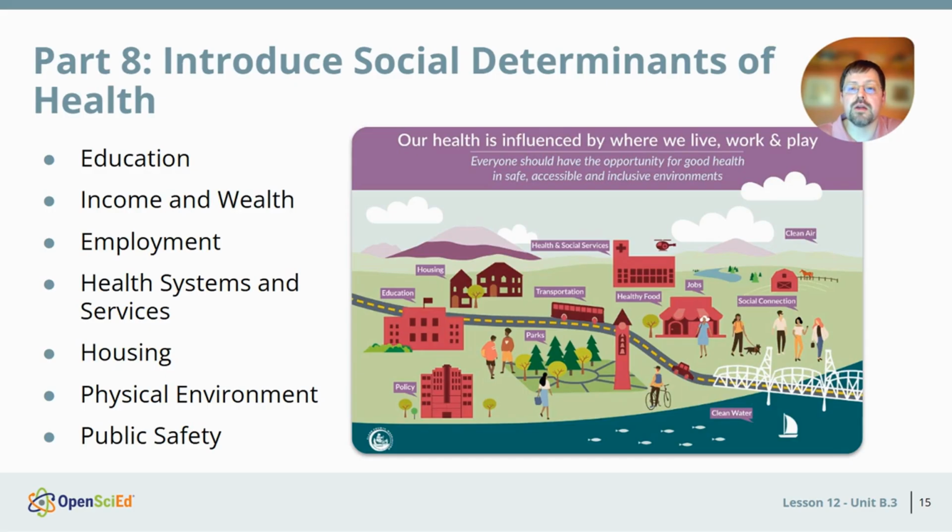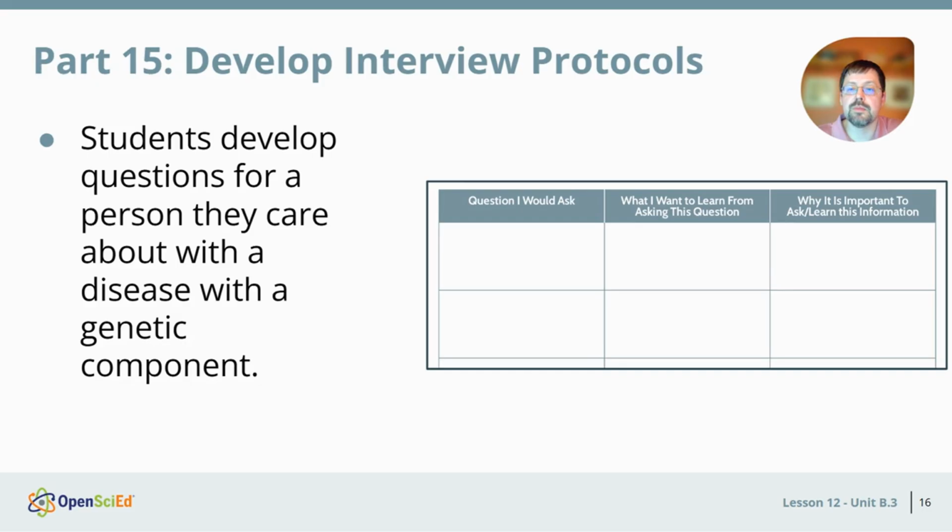In Part 8, we learn about the causes of some of the inequity in health outcomes. Some of the social determinants of health are listed here. This image came from my county's public health department. I encourage you to look into what resources your local county public health department has.